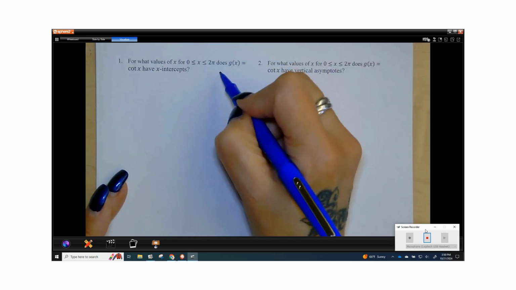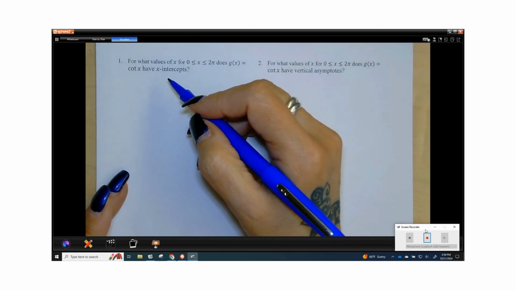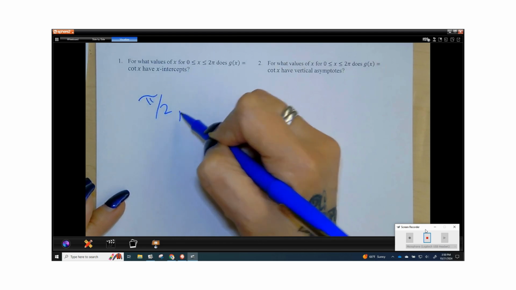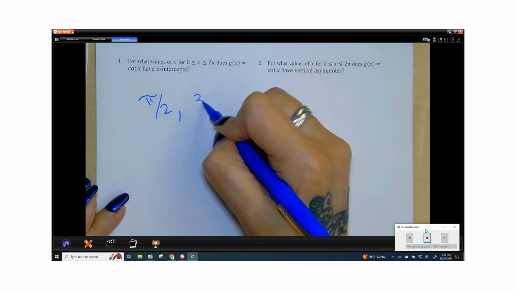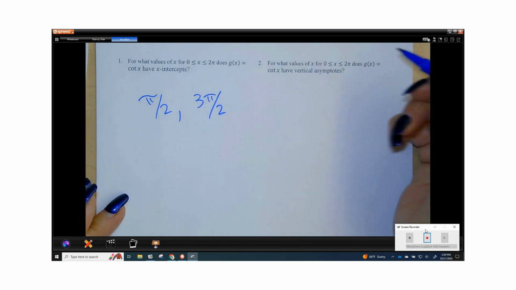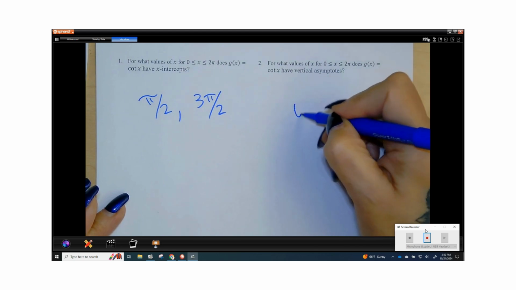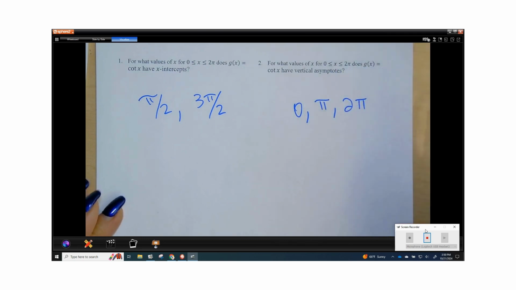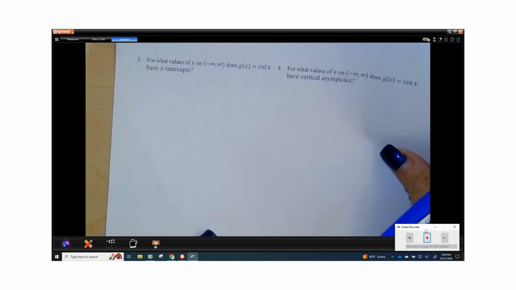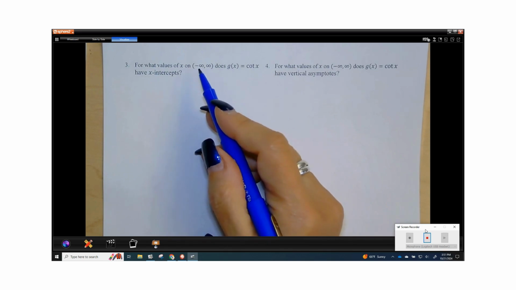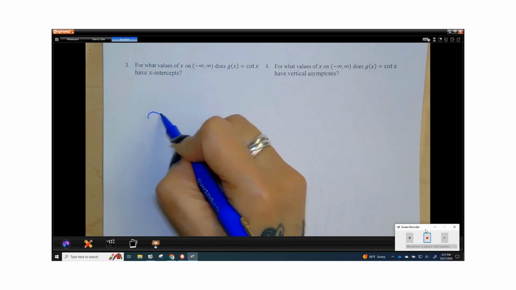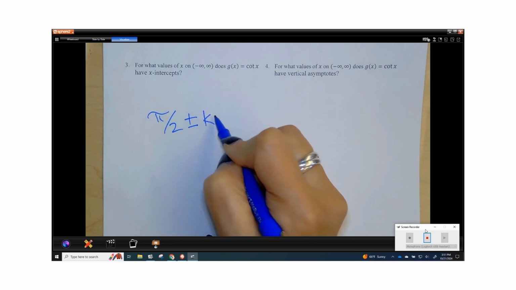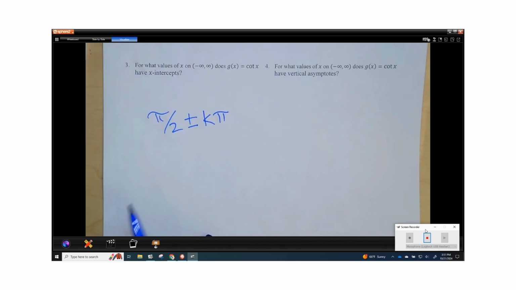From 0 to 2 pi, where are the x-intercepts? They are at pi over 2 and at 3 pi over 2. Vertical asymptotes are at 0, pi, 2 pi. So this is just for 0 to 2 pi. This talks about forever. So x-intercepts, if we have it at pi over 2, plus or minus k pi. They happen every pi.